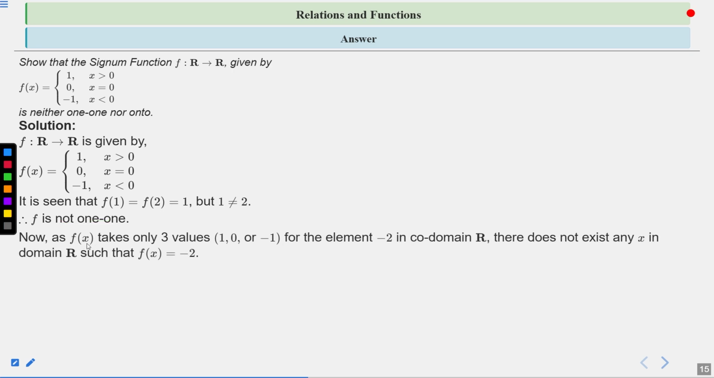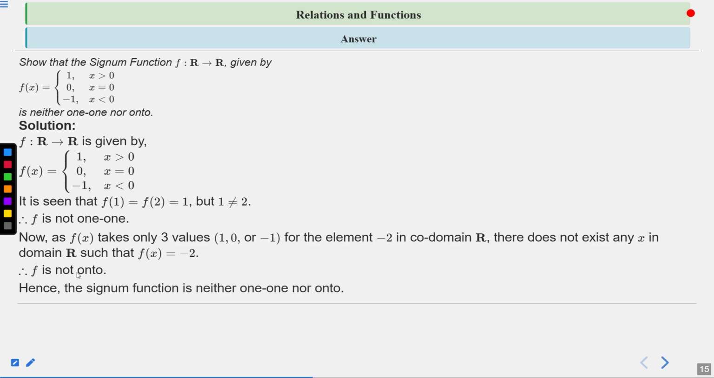Now f(x) takes only 3 values, 1, 0, minus 1. For the element -2 in the codomain, there does not exist any x in the domain set such that f(x) is equal to -2. Therefore, f is not onto. Hence, the signum function is neither 1-1 nor onto. I hope it is clear.